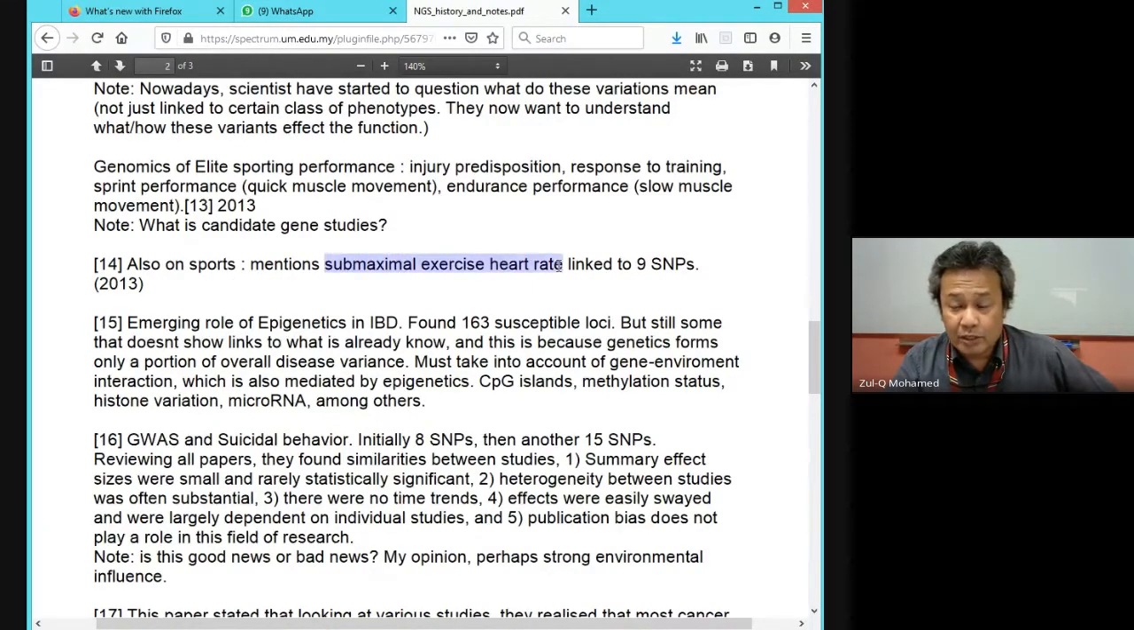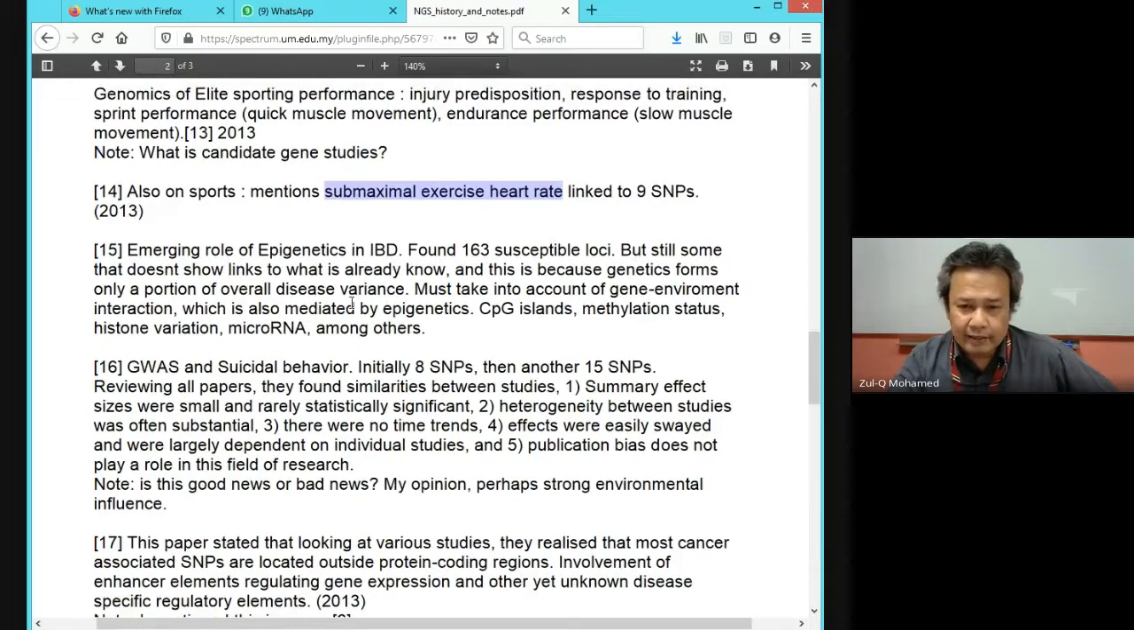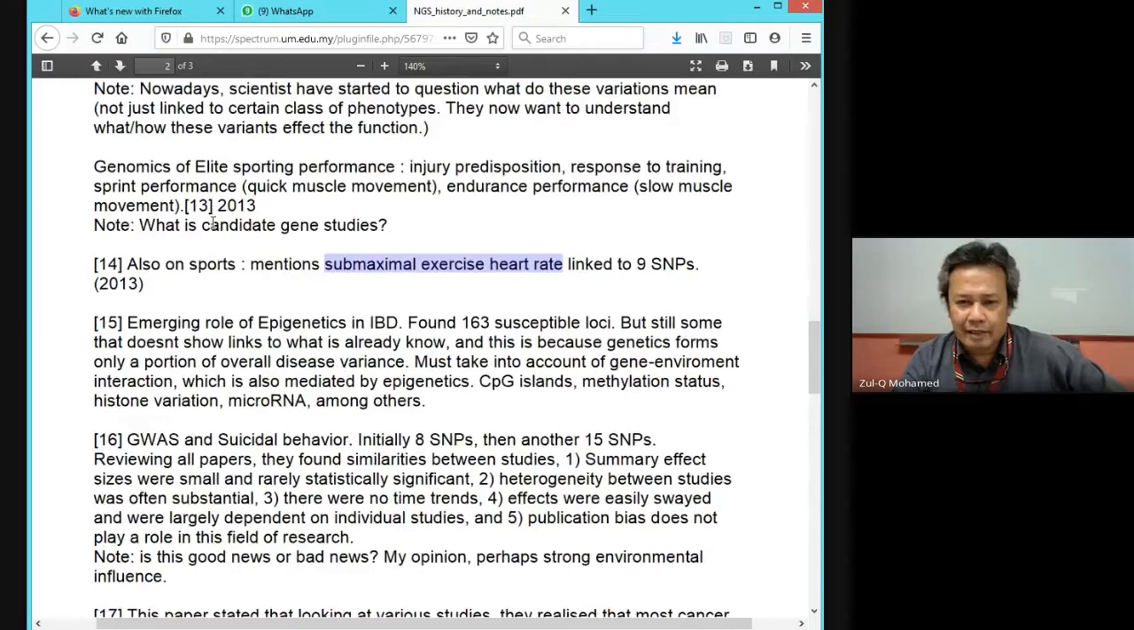This one is also on sports, and they look at submaximal exercise heart rate. If you are active, if you are fit, then your heart rate will be very slow when relaxed. That also has some genetic components, linked to 9 SNPs. That one is 2013. There's another paper later, I think in 2015, that also looks at sporting genes.